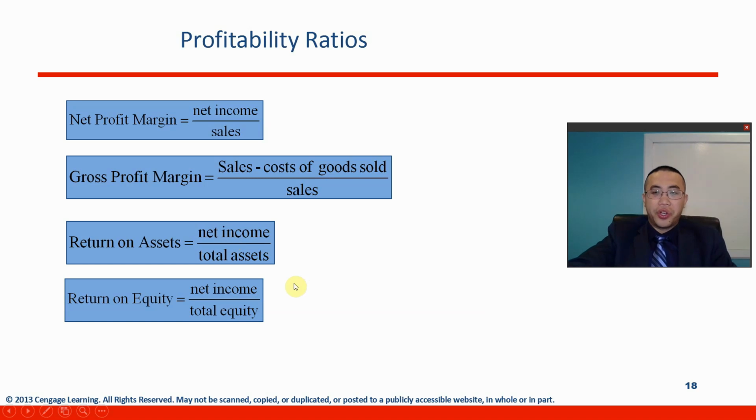And for shareholders, they care more about return on equity because net income is how much money the shareholders make. The net income is after taxes and interest are paid, so the net income only goes to the shareholders' pocket. And the shareholders' investment in the company is in the total equity, not in liabilities, not in total assets, but total equity only. So the shareholders are more concerned with return on equity than return on assets.